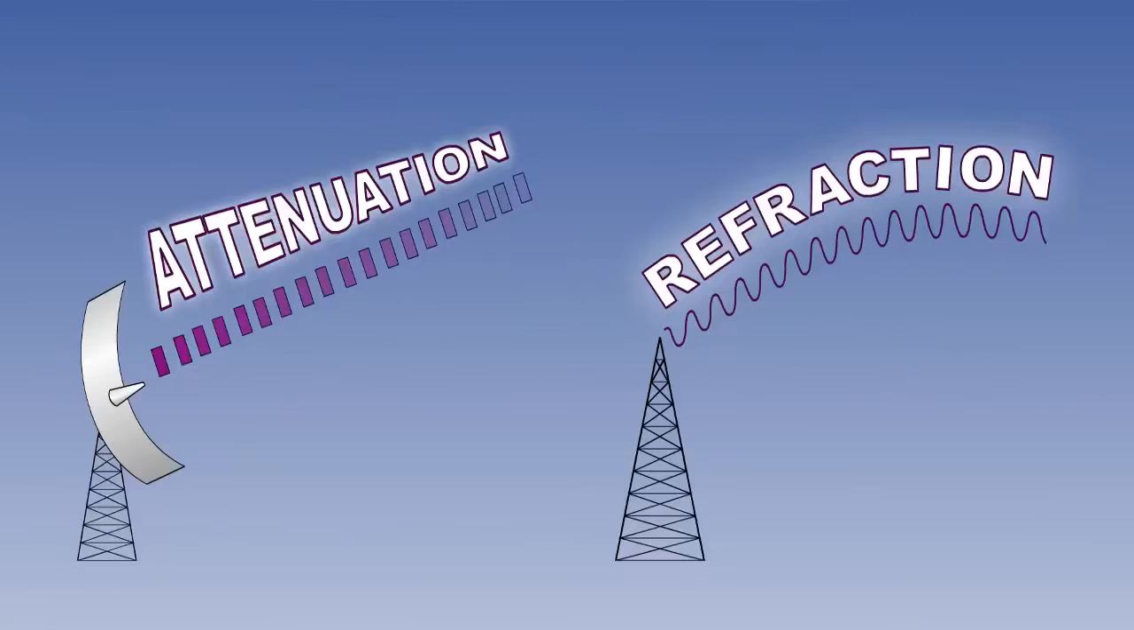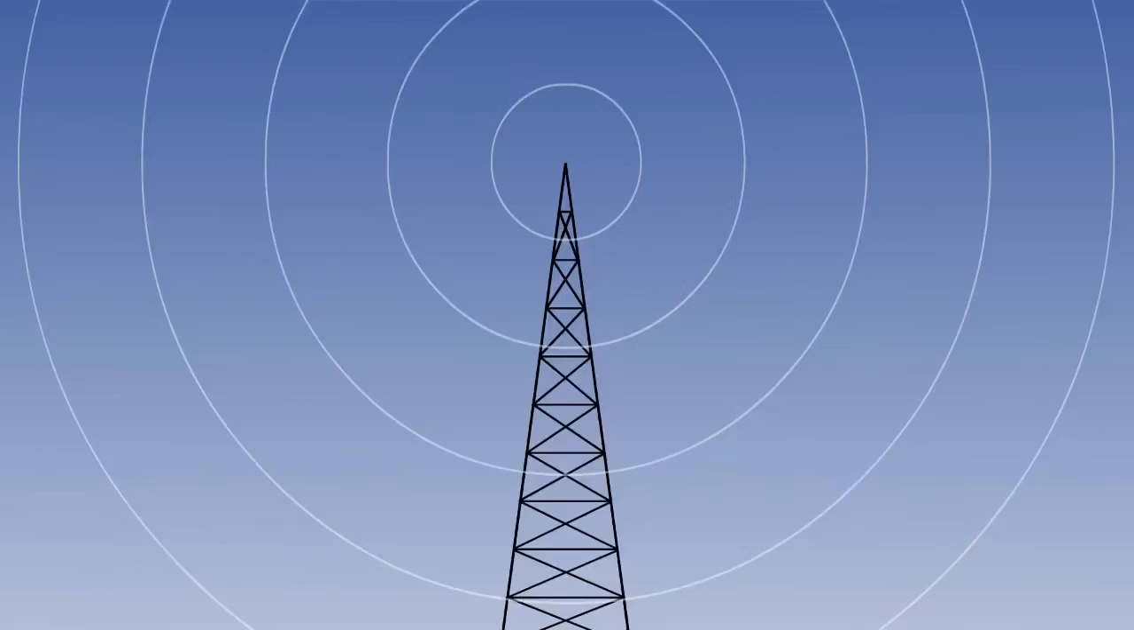First of all, let us consider the factors which affect the propagation of radio waves. These factors fall into two categories, namely attenuation, which is the weakening of the wave, and refraction, which is the bending of the wave. Attenuation occurs in several ways. As the wave travels further away from the transmitter, it simply becomes weaker, like the waves in a pond emanating from where a stone is thrown.